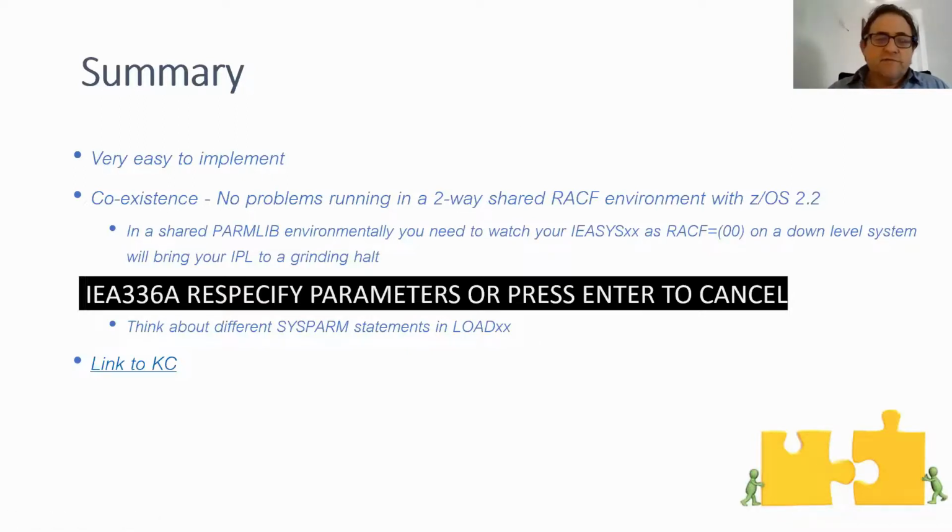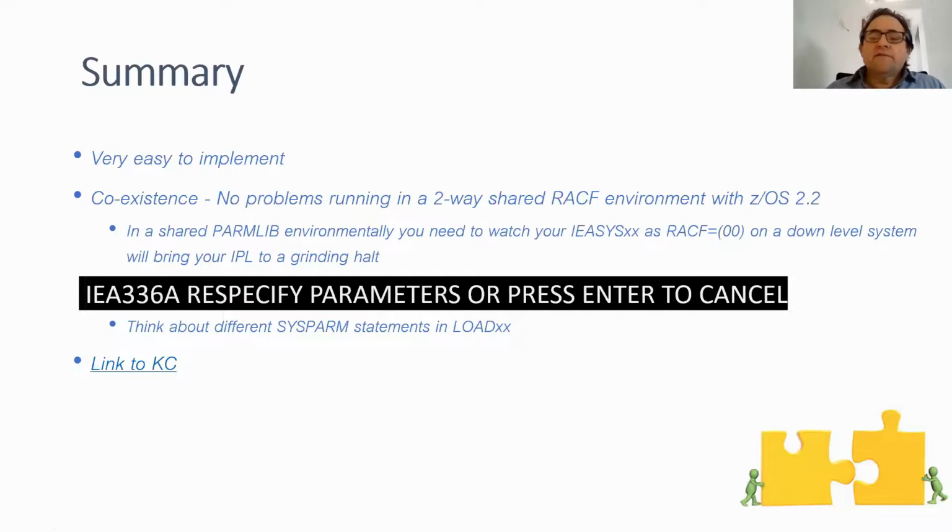The coexistence was fine. So my 2.2 was looking at the ICHRDSNT, and the 2.4 was looking at the member. But in a shared PARMLIB environment, you need to watch your IEASYS, because if you leave RACF=00 on a 2.2 system, it's going to come to a grinding halt.